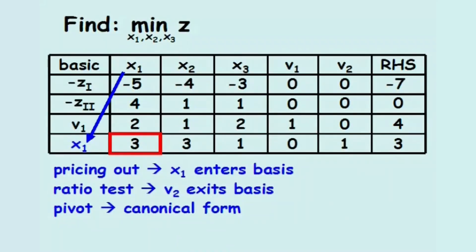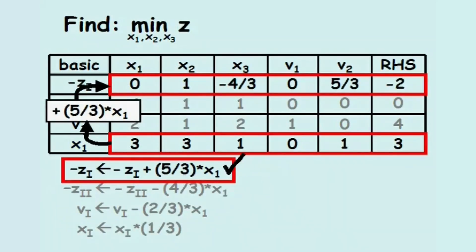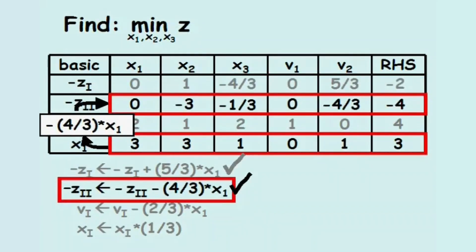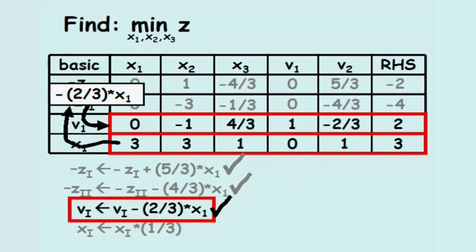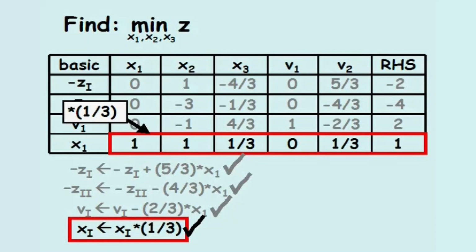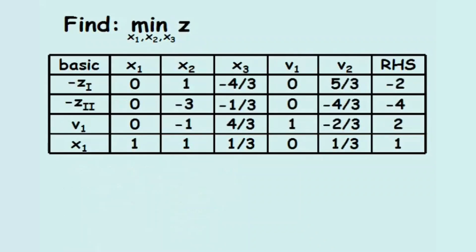To do so, we'll add 5/3 of row x1 to row z1, subtract 4/3 of row x1 from row z2, subtract 2/3 of row x1 from row v1, and divide row x1 by 3. So after pivoting, the tableau is in canonical form, and artificial variable v2 is non-basic and equals 0. However, artificial variable v1 is still basic and equals 2, so we have not yet found an initial feasible solution.